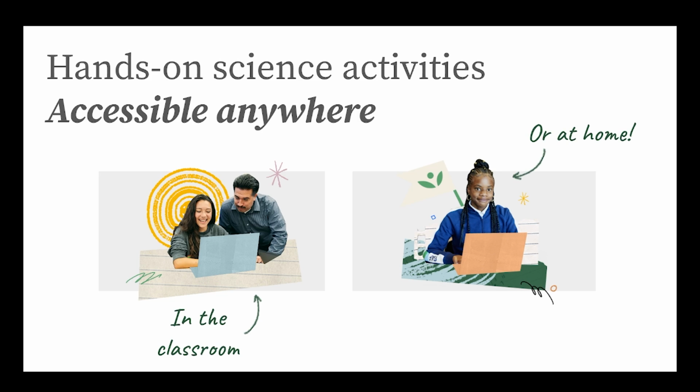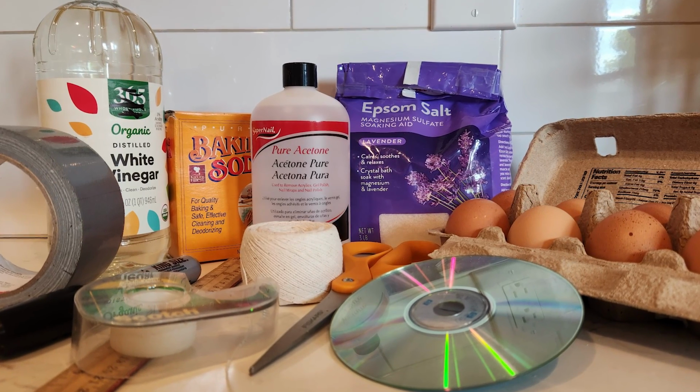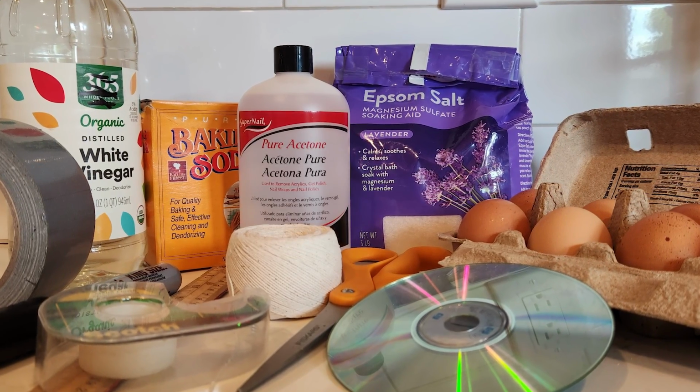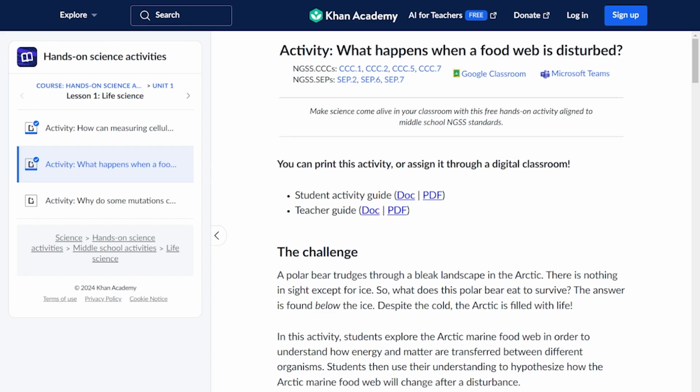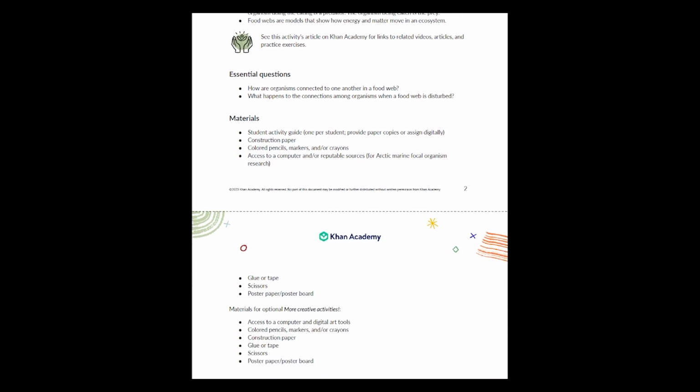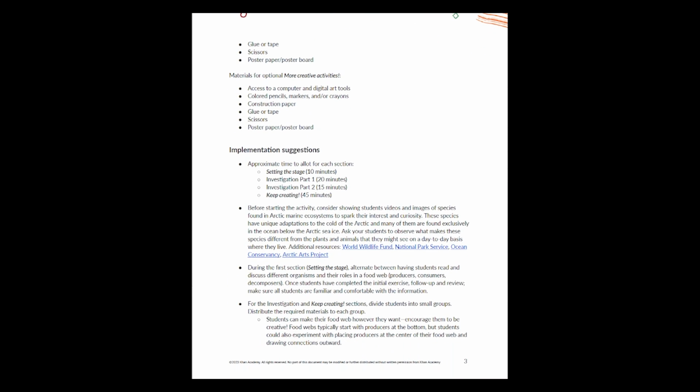And you can easily find most required materials for these activities or buy them at a low cost. For teachers and parents, we've designed each activity so it's aligned to the Next Generation Science Standards. Plus, we have teacher guides that provide step-by-step instructions, implementation strategies, and more ideas to spark creativity.